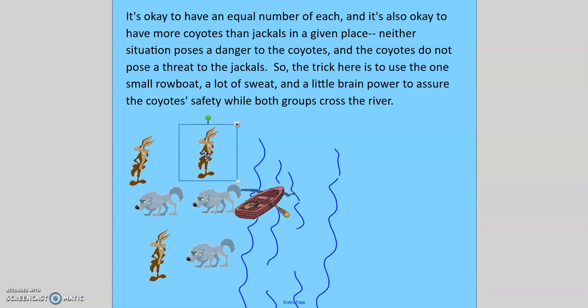So you can see here, these brown guys are Wile E. Coyote. They obviously represent coyotes. And these gray guys here I have are jackals. And then I've got a rowboat as well. So hopefully you found 6 objects, and really 7 objects, because it's really important that you represent where the rowboat is, because you need to keep track of which side of the river it's on. So let's take a look at how this could work.